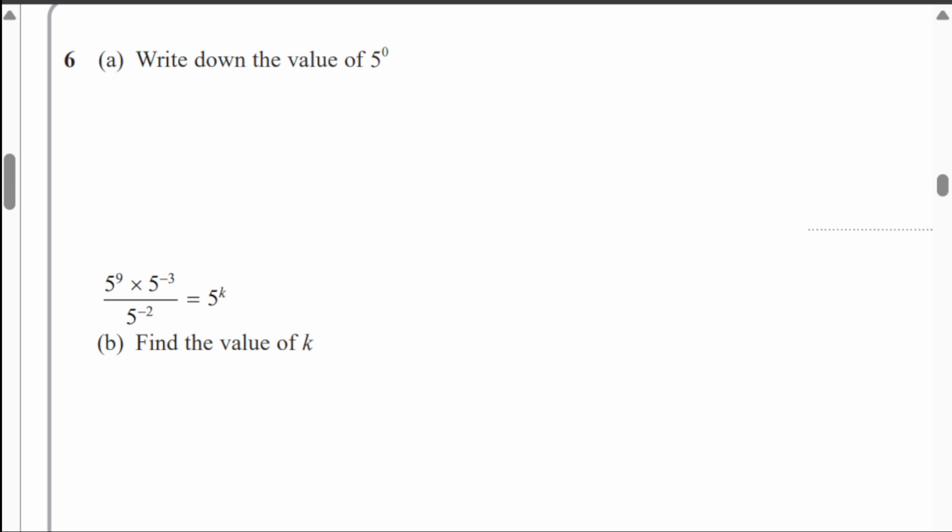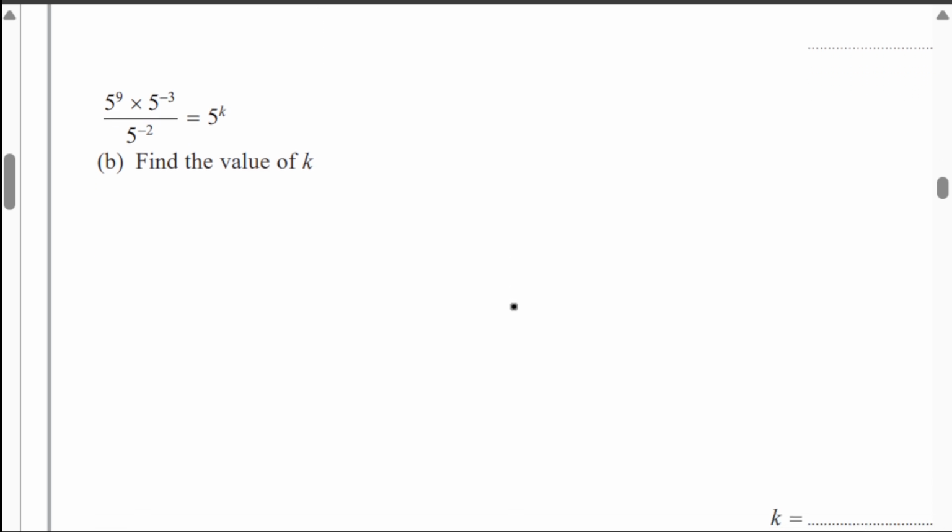Question 6 is 5 marks. It's 3 parts. Part A is 1 mark. It says write down the value of 5 to the power of 0. Anything to the power of 0 is 1. 1 mark already. Now let's look at question B.